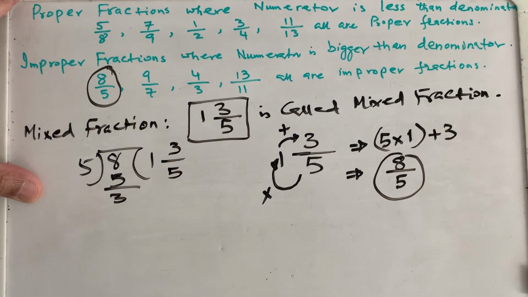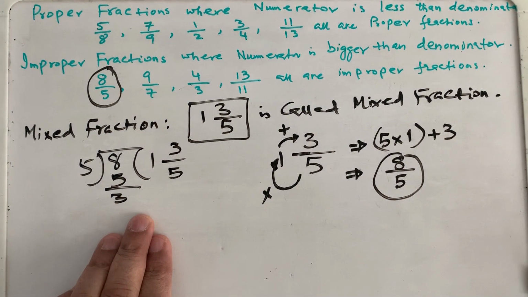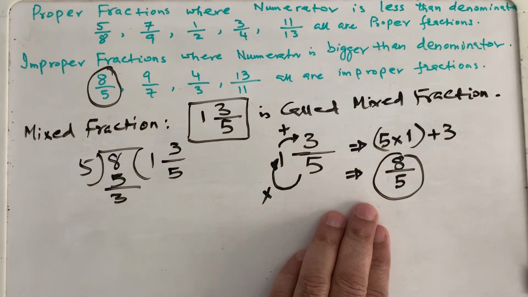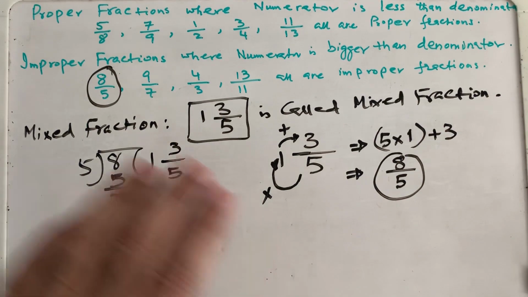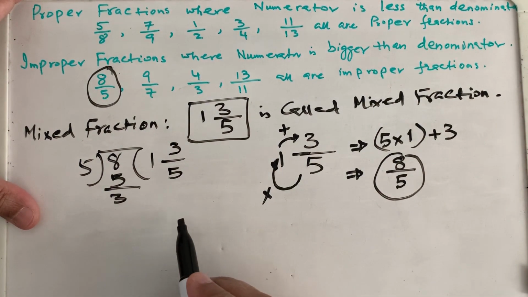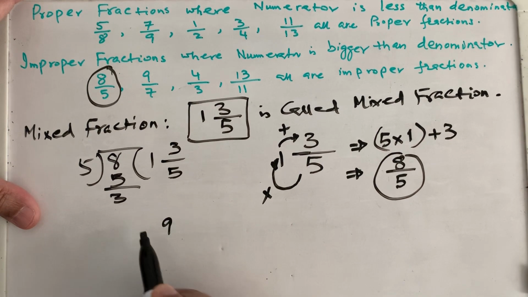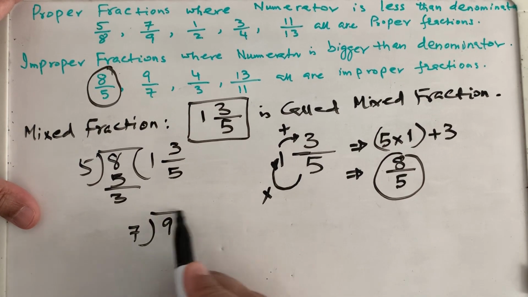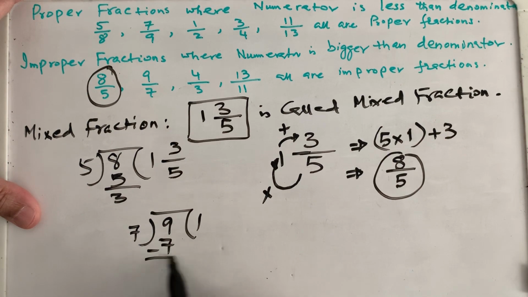So mixed fraction and improper fraction are interchangeable to each other, right? If we want to make the mixed fraction, we need to divide this way. And if we want to make the mixed fraction into the improper fraction, we do this method, right? So we take another example, 9 divided by 7. So 7 ones are 7, right? 2.